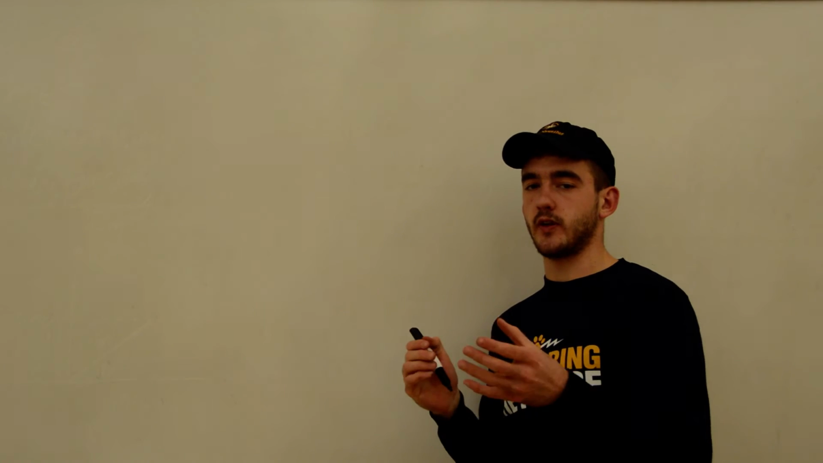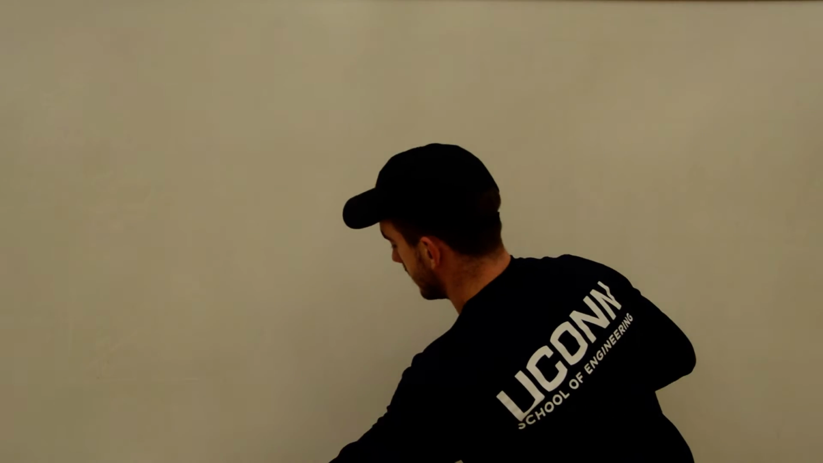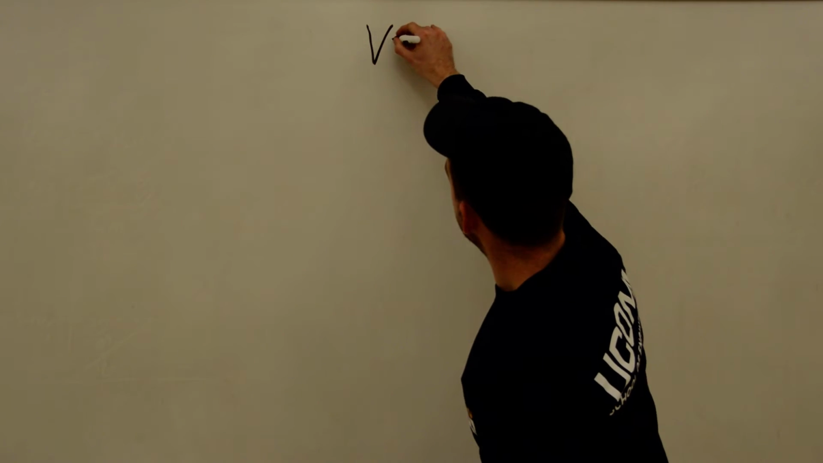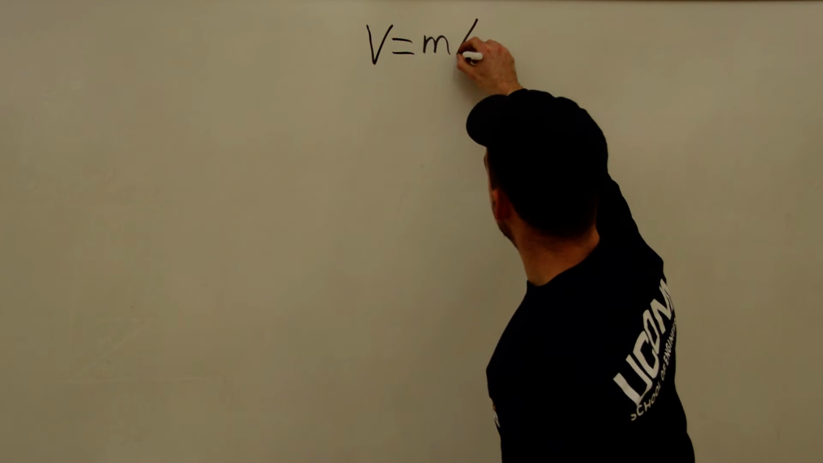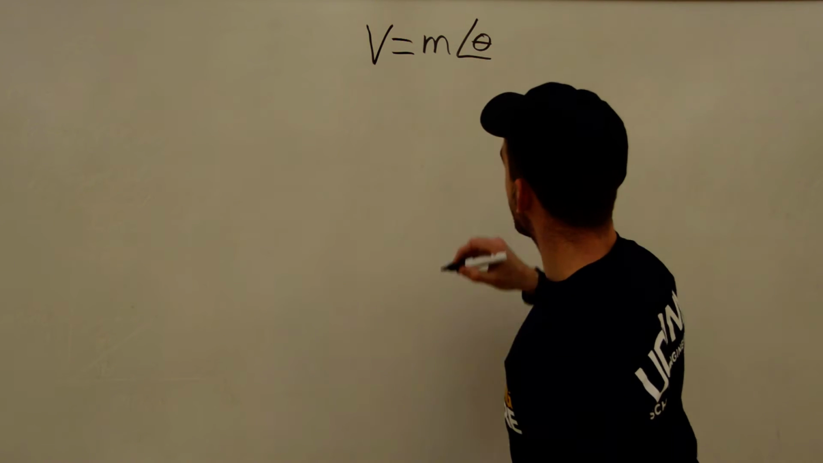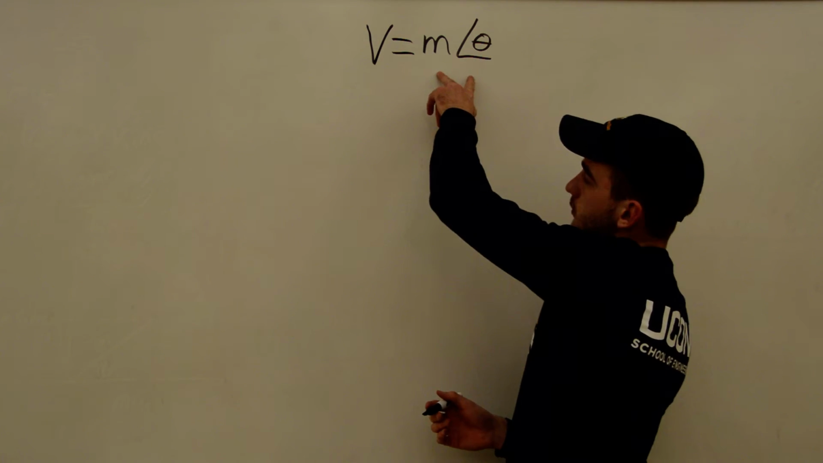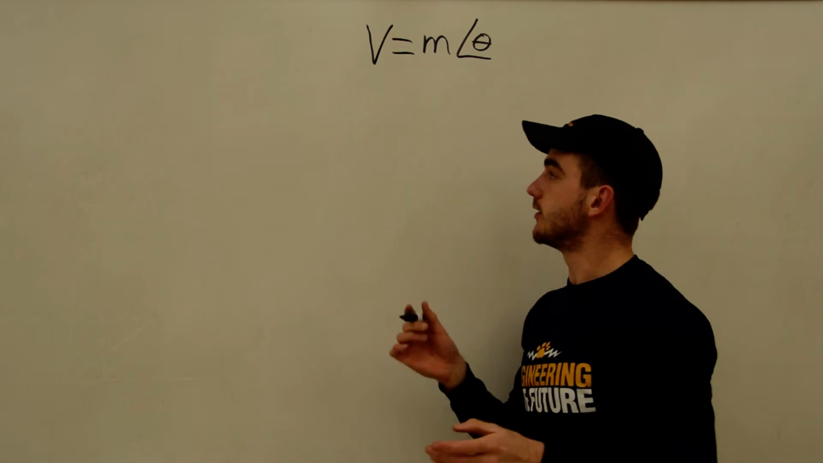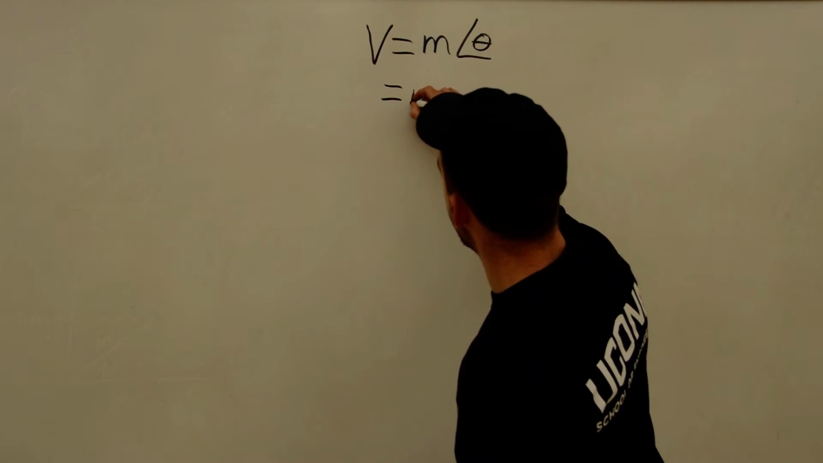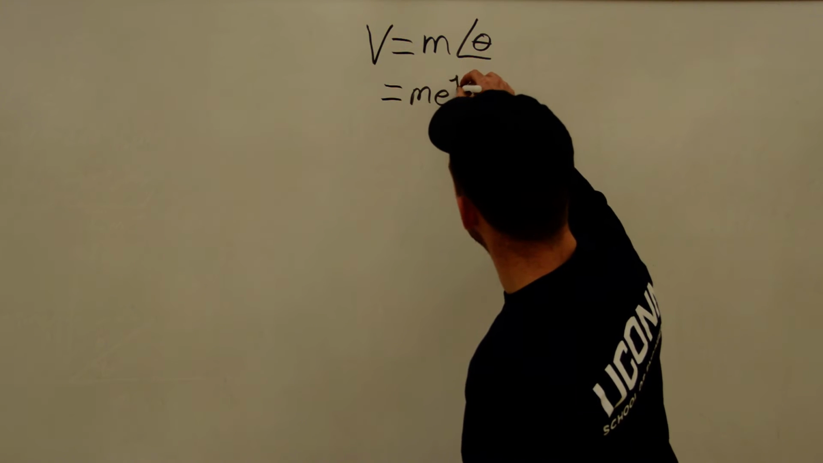So let's say you're given a voltage V equals M with a phase shift of theta. This is polar form, so we can write it in terms of e. So we'll have V equals M e to the j theta.